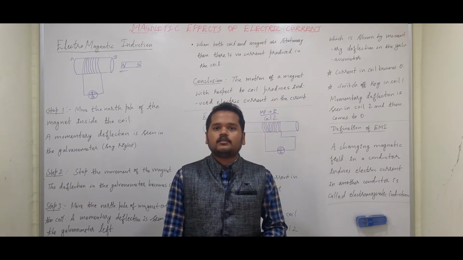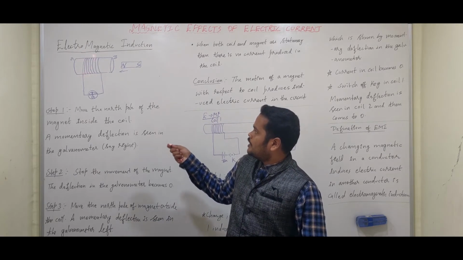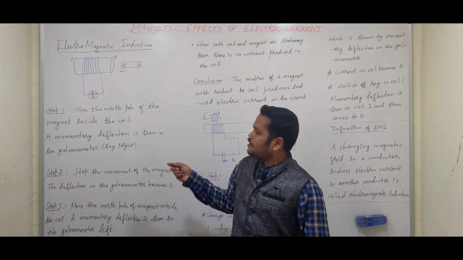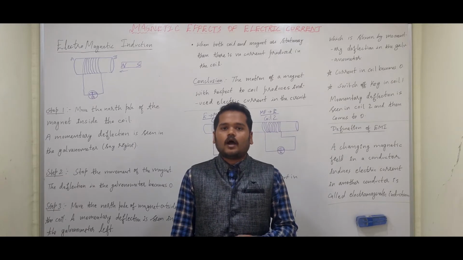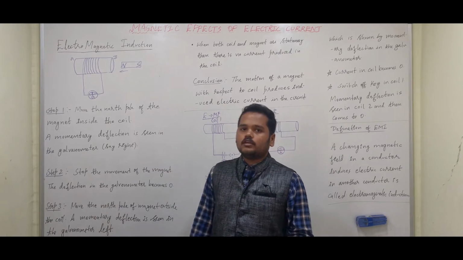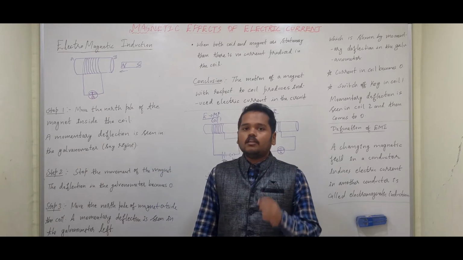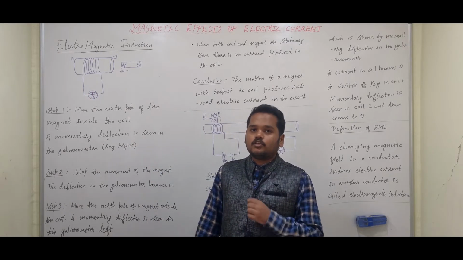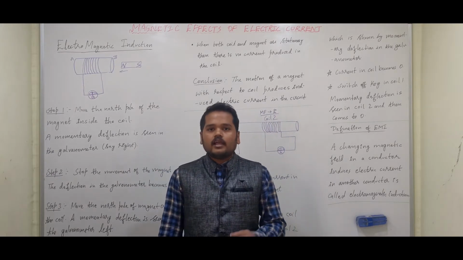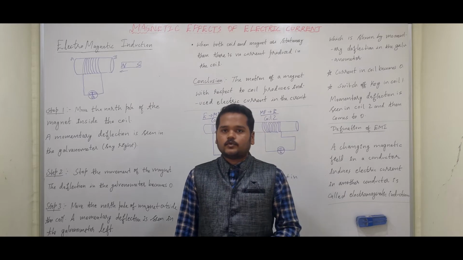The first experiment setup is there is a coil consisting of many circular turns, a galvanometer and a magnet. A galvanometer is a device which measures whether electric current is produced in this coil or not. Here you can see a needle in the galvanometer. If the needle, which is at 0, deflects towards the right, or if it deflects towards the left, this deflection shows that there is current in the circuit.